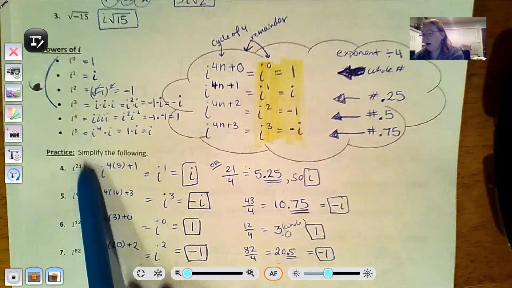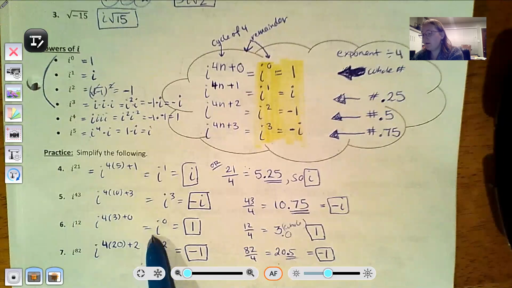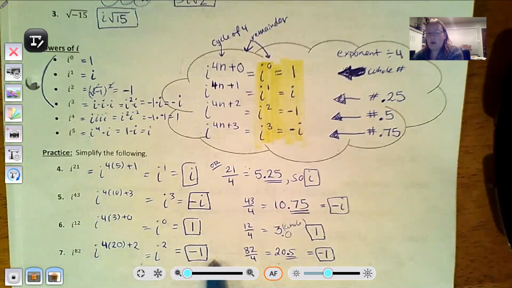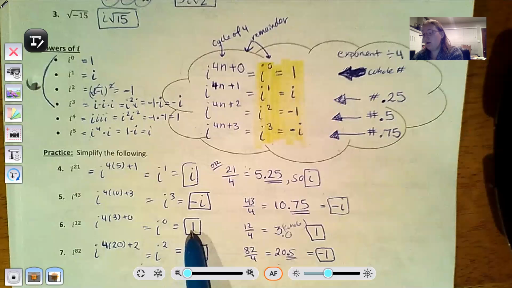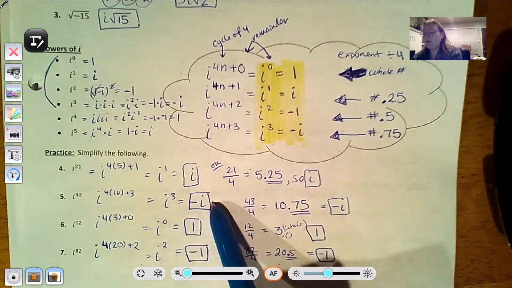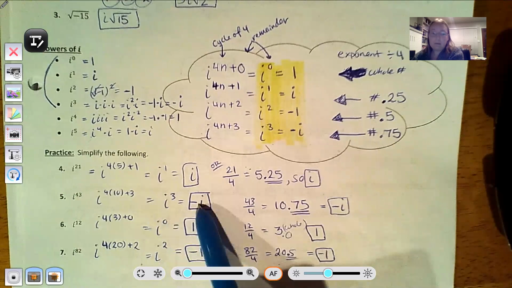And so if you have a remainder of 0, again, anything to the 0 power is 1. And then i squared, it's important that you know this anyways. It's important you know that anything to the 0 power is 1, that i squared is -1. So the only one that's kind of a little bit trickier is i to the third, which is -i.